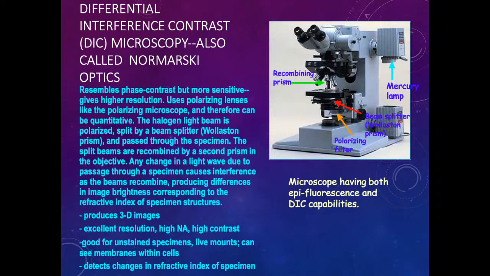So it actually has a mixture of both. Your mercury lamp is also there. Your polarizing filters are also there. Your recombining prisms are also there. Even the beam splitter, Wollaston prism, is also there. So four things have combined. In this microscope, we are seeing epifluorescence and DIC capabilities coming together.